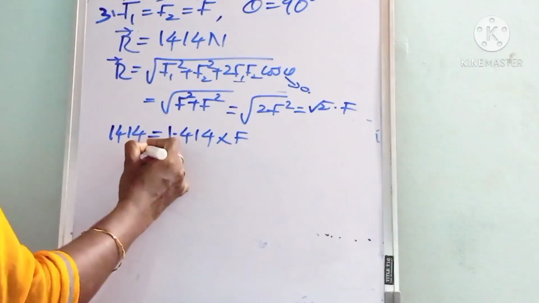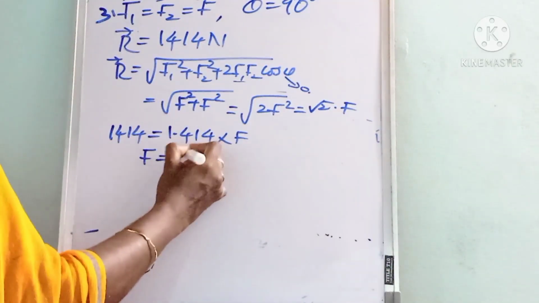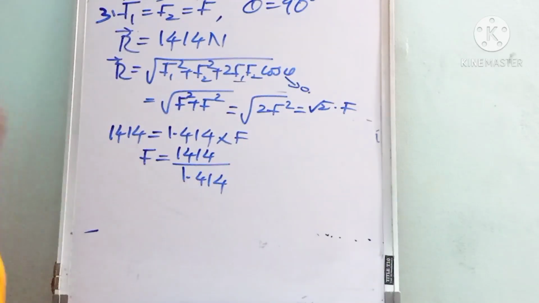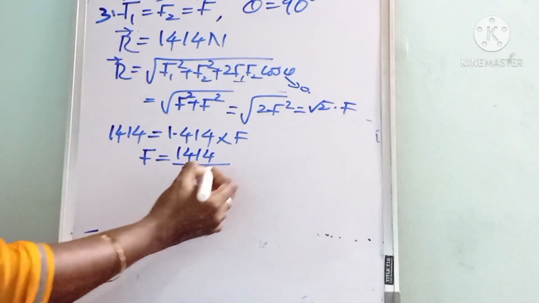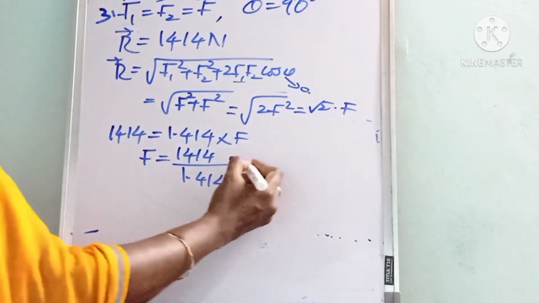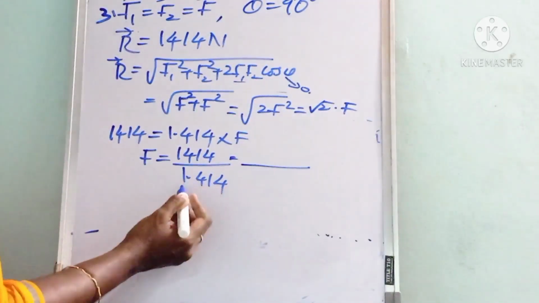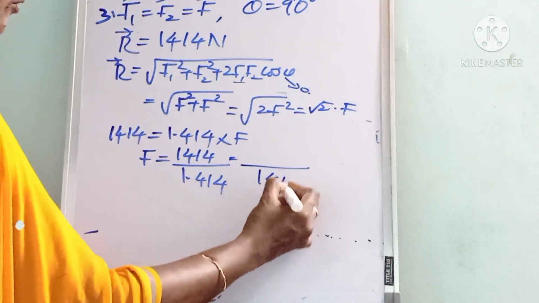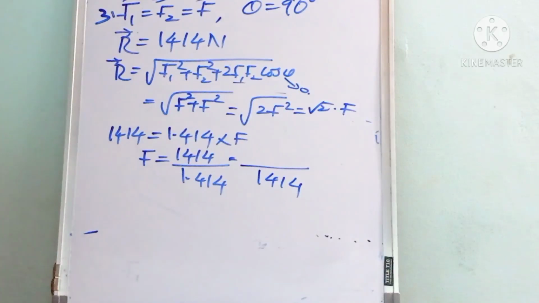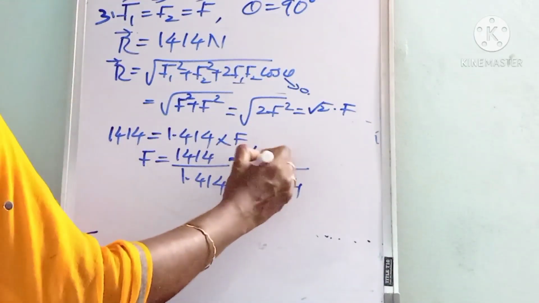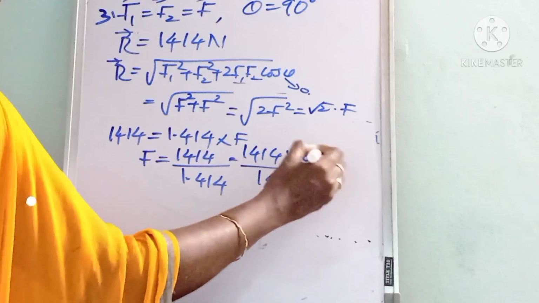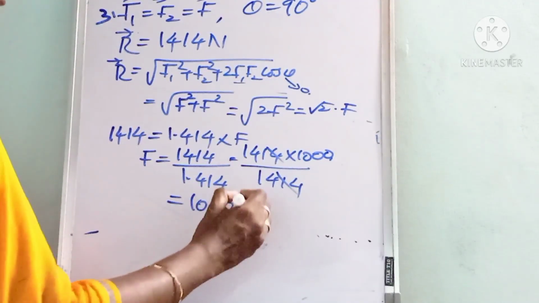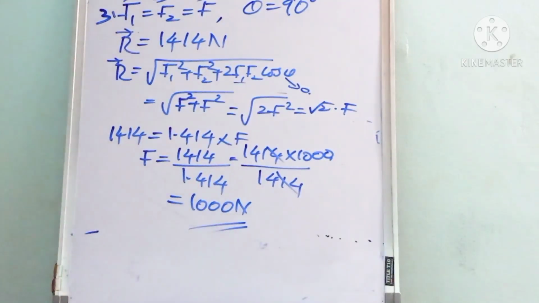We can write F as 1414 divided by 1.414. In order to remove the decimal, we can multiply the denominator by 1000, so 1.414 becomes 1414. In the numerator also we have to multiply by 1000, that is 1414 into 1000. These two cancel. The magnitude of the force is 1000 Newton.